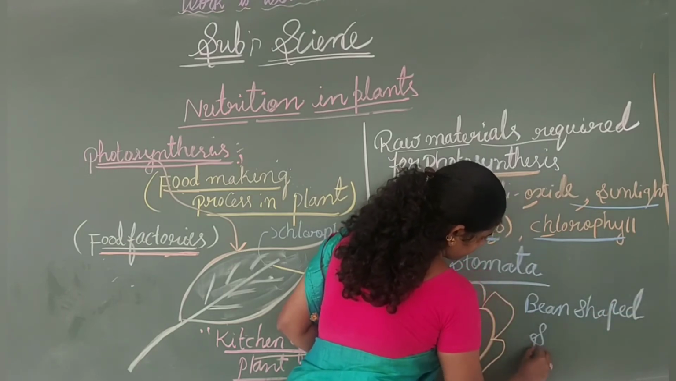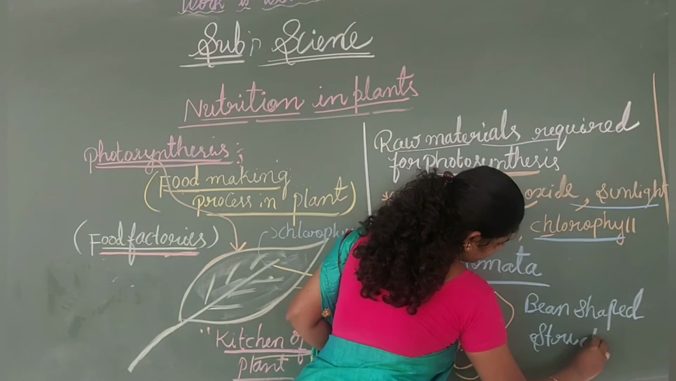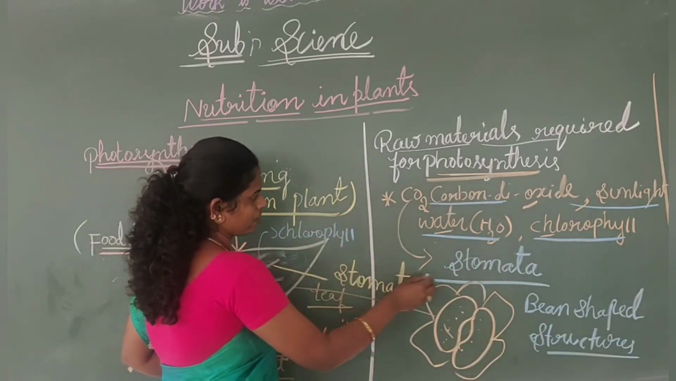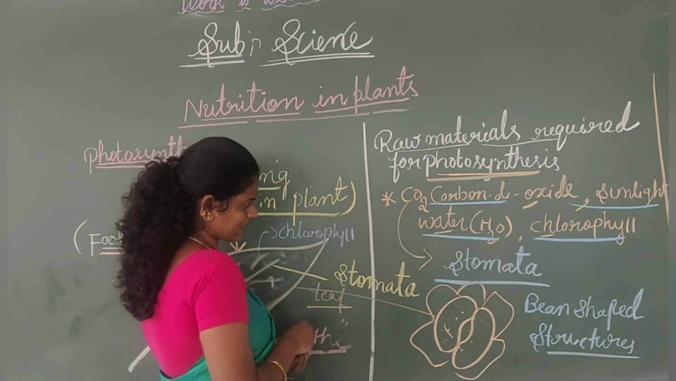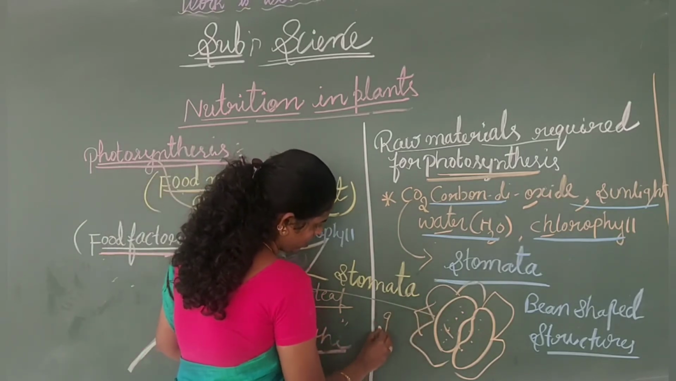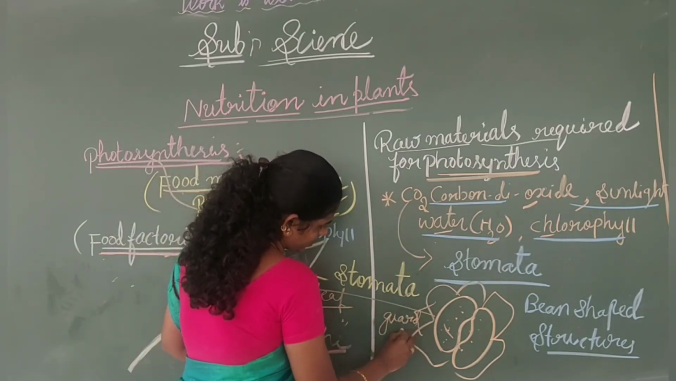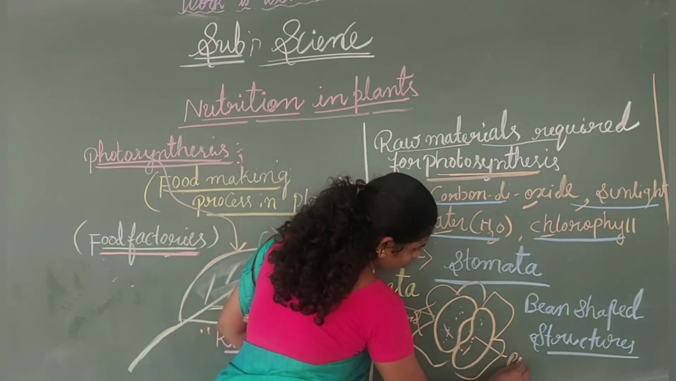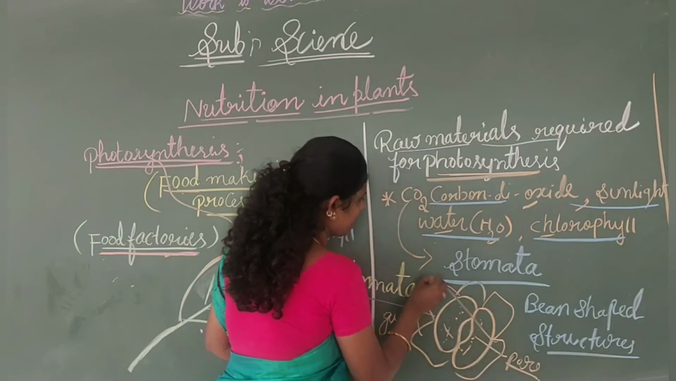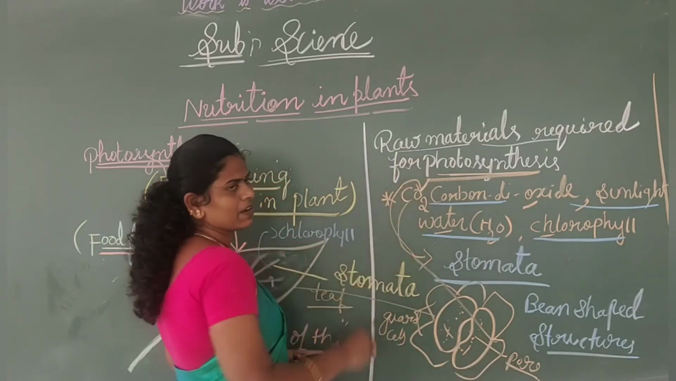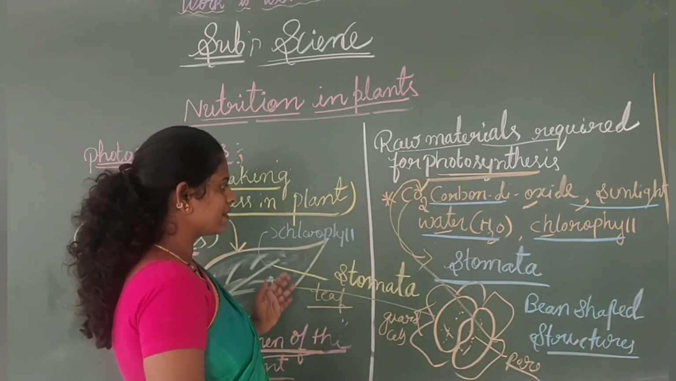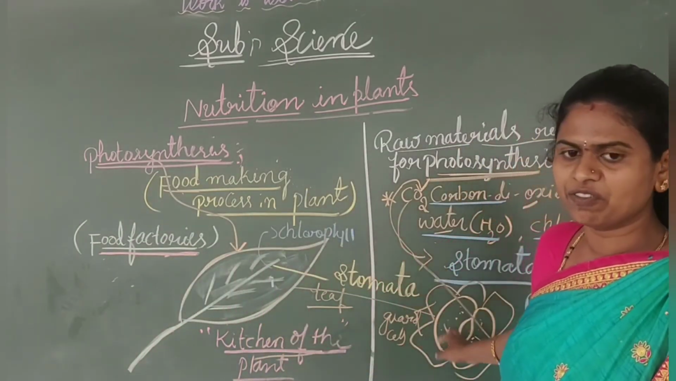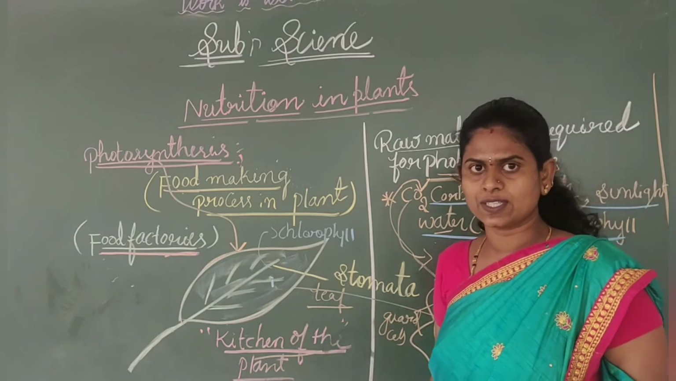Structures. The bean-shaped structures present on the surface of the leaves are called stomata. These stomata contain the guard cells. These are called guard cells. These are stomatal pores. These pores are exchanging the CO2. So like this, the preparation is done for the photosynthesis process.